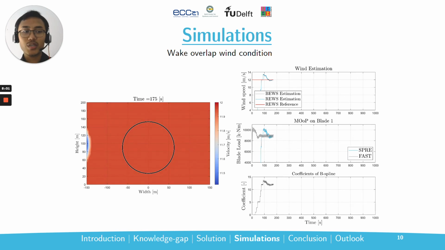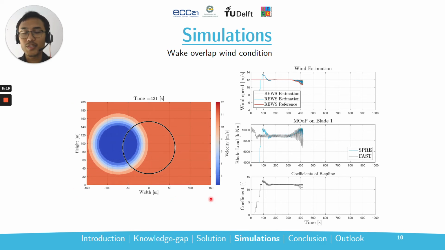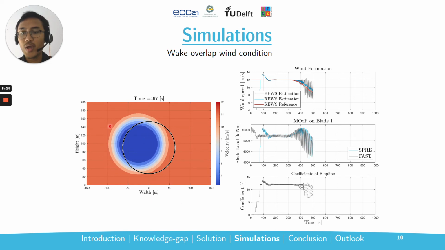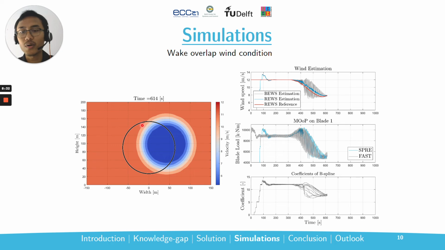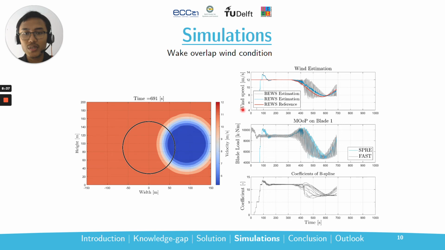Now in the second case, we consider a more complicated wind condition where our wind turbine is overlapped by a wake shed from an upstream turbine in a wind farm setting. As we can see here in the first figure, we have the dimension of our area of inspection. We have the height and the width in meters, and we see here that the wake is being overlapped over our turbine. And here the black circle shows the rotor area of our wind turbine. And at the right hand side, we have the wind speed estimation here.